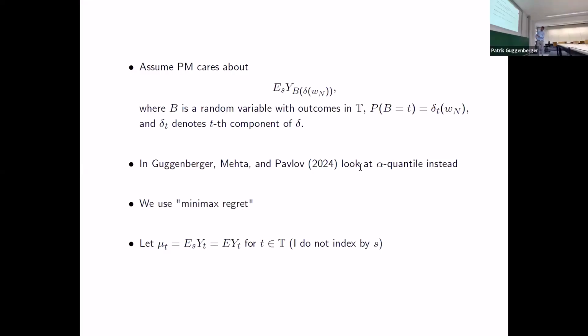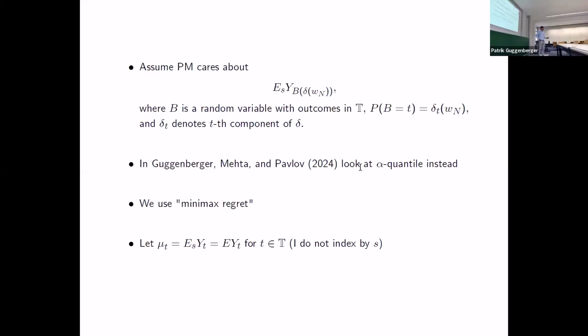Okay, we assume that the policymaker cares about this object. You could think about other functionals of the outcome distribution. For example, in this paper, we are looking at the alpha quantile instead of expected outcome. And interestingly, in this paper, we actually get analytical results.